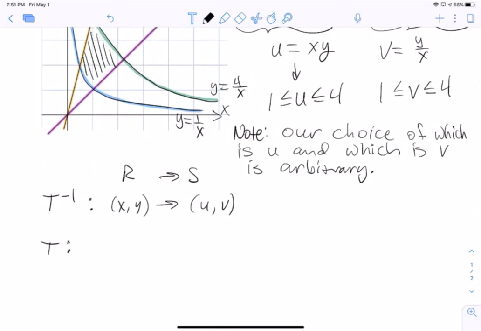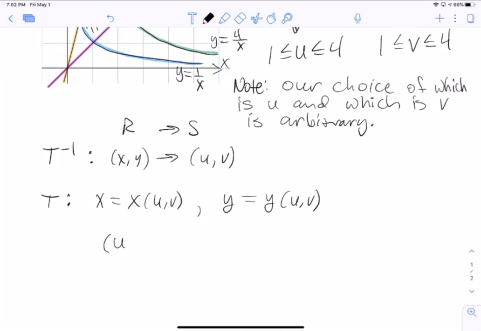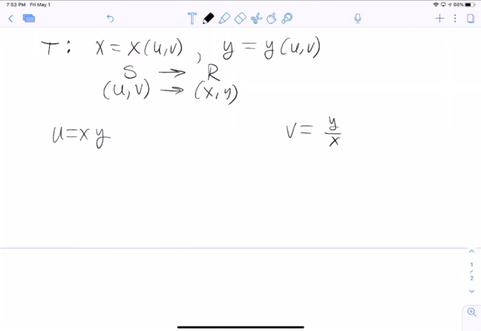And for T, we're looking for x to be a function of u and v, and also y to be a function of u and v. In other words, we need to solve these equations that we got from the original equations for x and y. In so doing, we'll be taking points in the uv coordinate system and mapping them into the xy coordinate system. In other words, mapping S onto R. I've rewritten the equations just so they're in front of us. u is xy, and v is y over x.